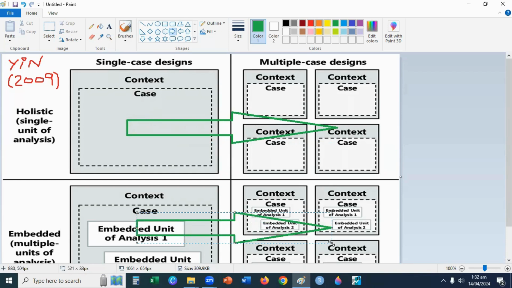Holistic means you are going to study a case as a whole, just a single unit of analysis. And embedded means there are multiple units of analysis. If you see here, you may take one firm or one organization, and you can take multiple units of analysis. Maybe you are going to take two departments, or first level or second level unit of analysis. I hope you understand this matrix that is given by Yin in 2009.